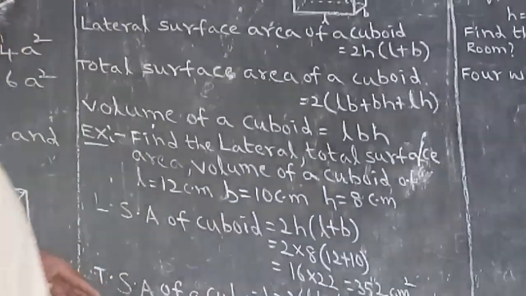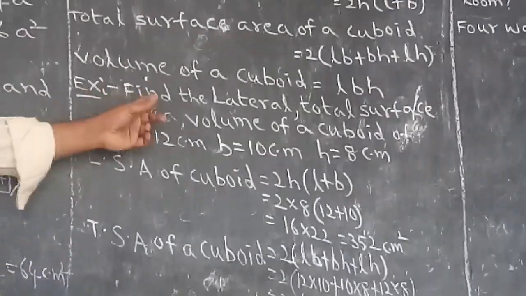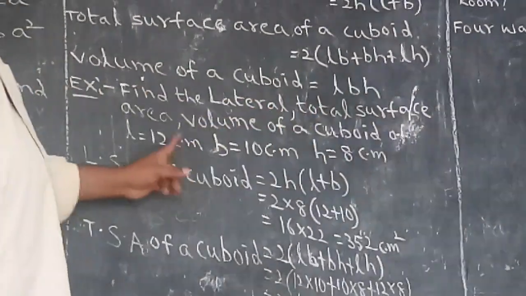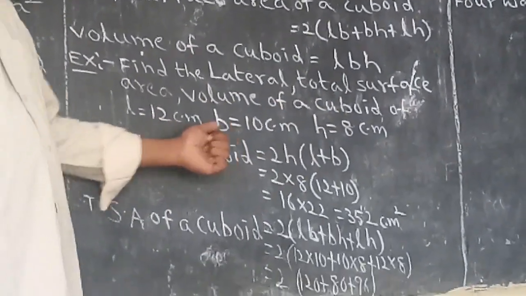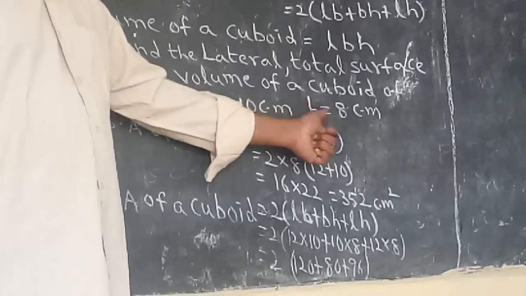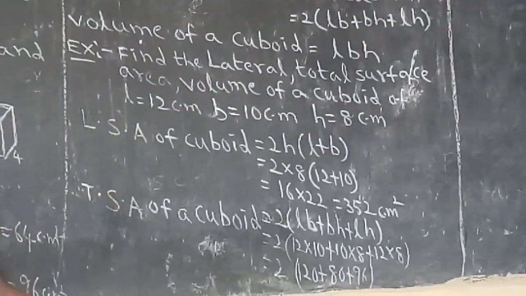I have given one example to understand this sum. Find the lateral surface area, total surface area and volume of a cuboid of length 12 centimeters, breadth 10 centimeters and height 8 centimeters. What is the formula for lateral surface area of a cuboid?